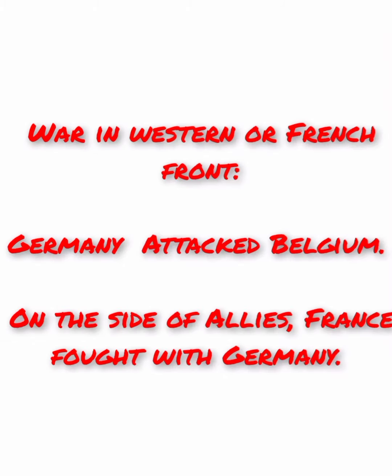Tsar Nicholas II of Russia tried to bring peace. Two peace conferences were held at the Hague of Holland in the years 1899 and 1907, but in vain. War in the Western or French front. Germany attacked Belgium. On the side of Allies, France fought with Germany.